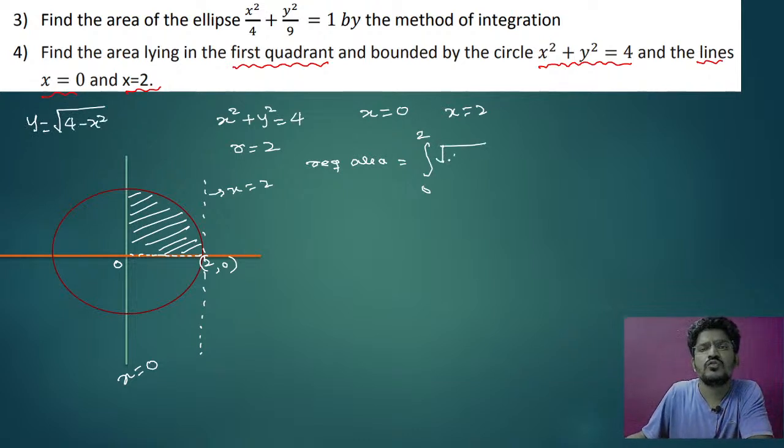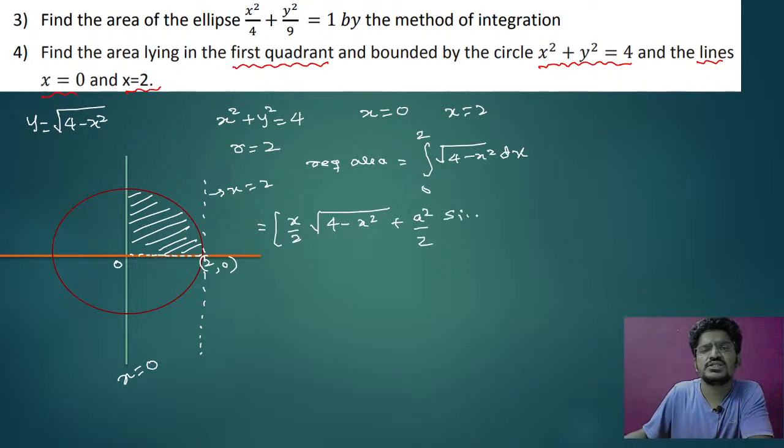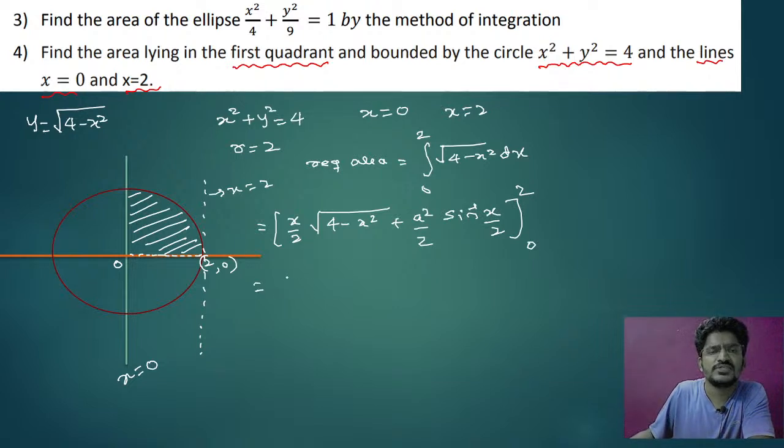Root of 4 minus x square with respect to dx. So that is x by 2 root of 4 minus x square plus a square by 2 sine inverse of x by 2, from 0 to 2. So therefore, this will be a square by 2 into pi by 2.